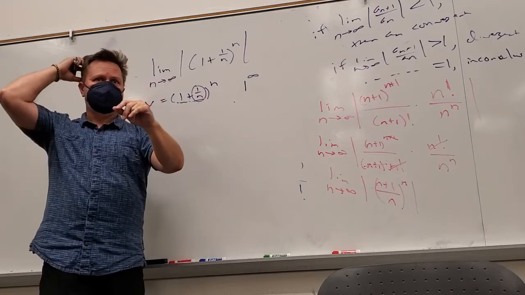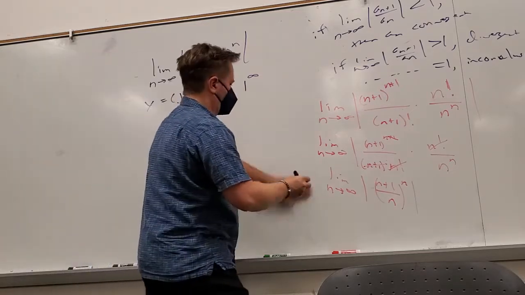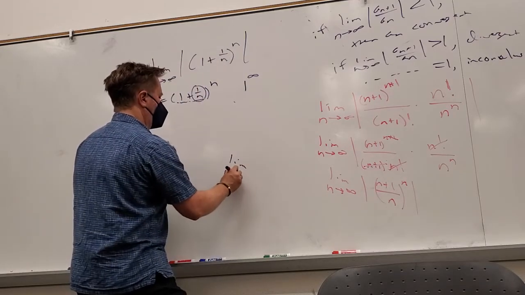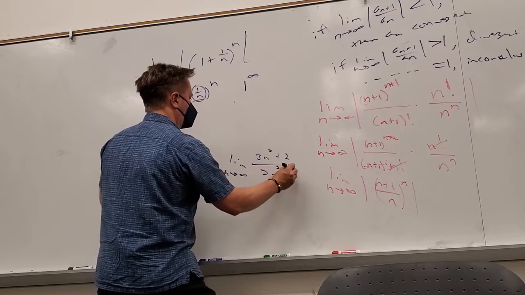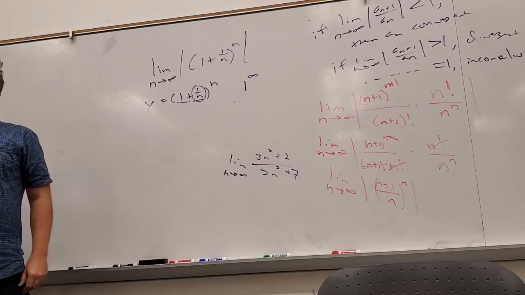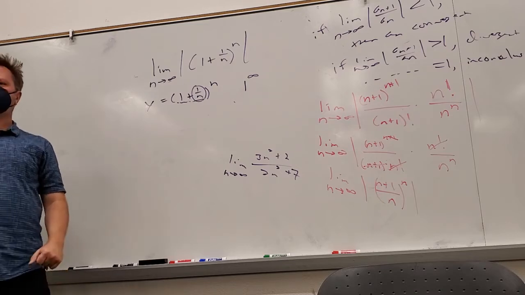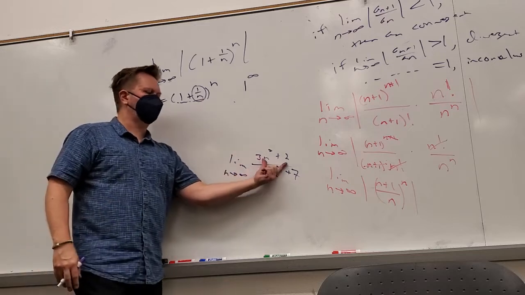This is a quick review of how limits work. Why is the limit as n goes to infinity of 3n squared plus 2 over 2n squared plus 7 equal to 3 halves? Because if you divide top and bottom by the highest power, you can say it like that. What's a better way to say it? What's the concept behind it? They are both growing at the same rate.